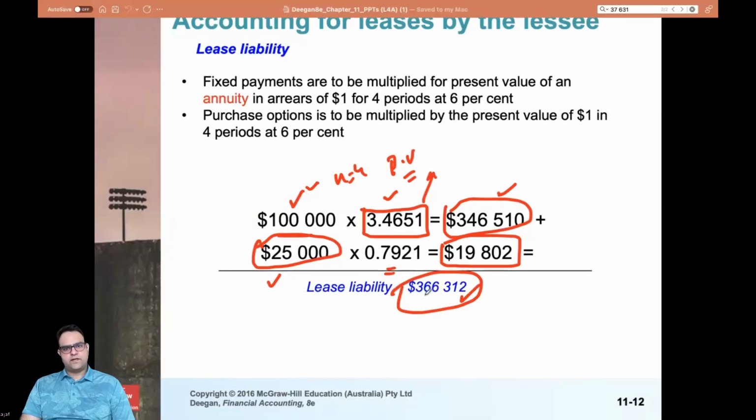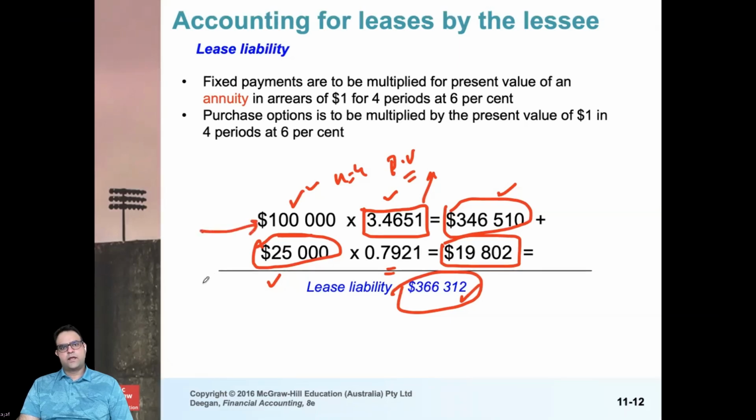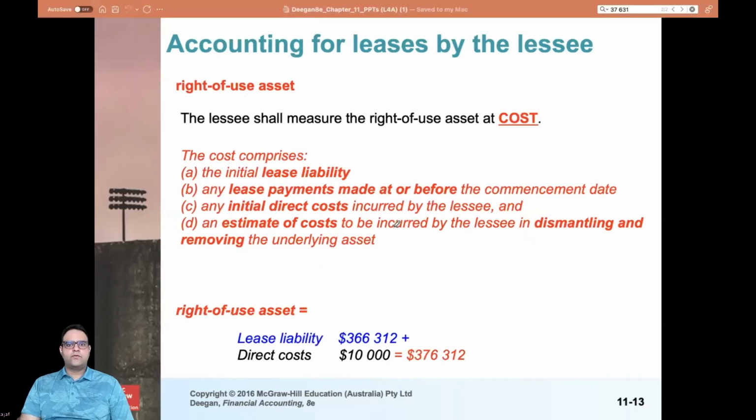That is the present value calculation for any future inflows or outflows. So here we do it for two things: one is for the lease payment, another is for the purchase option. If we move further, we try to understand the cost concept.